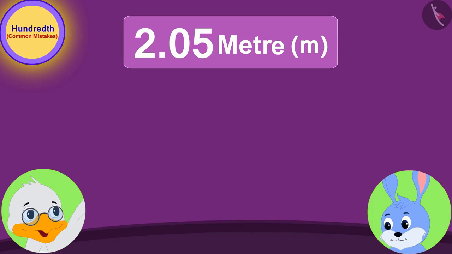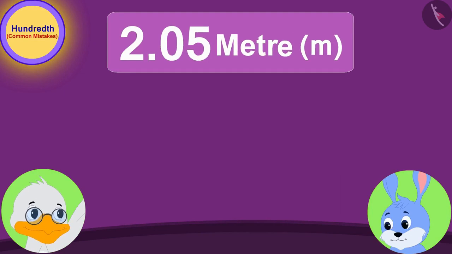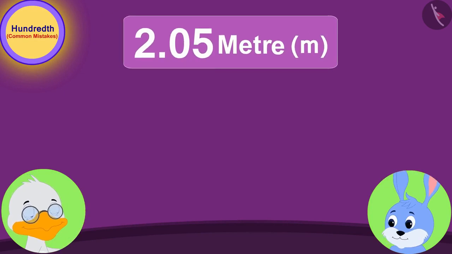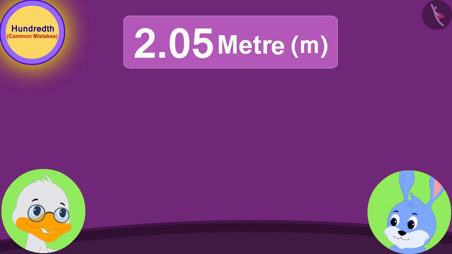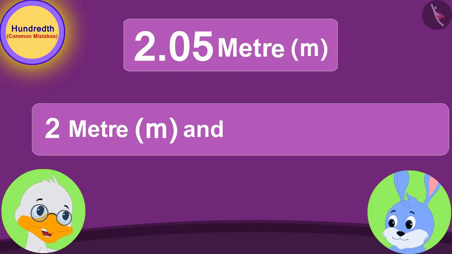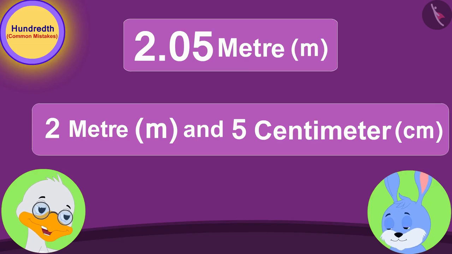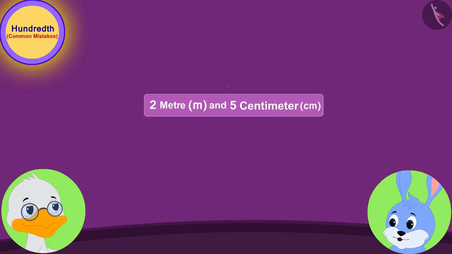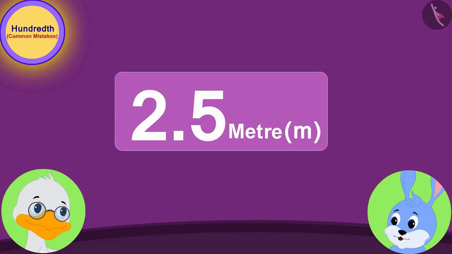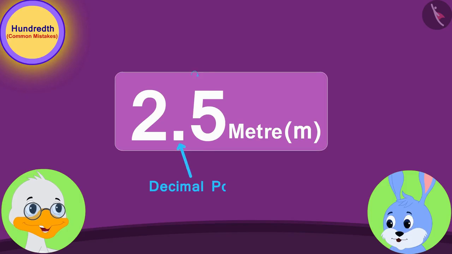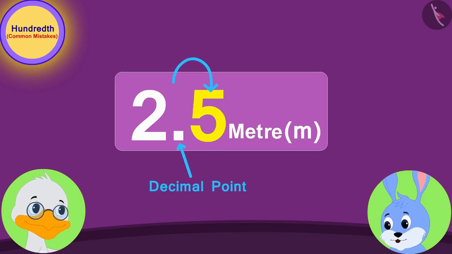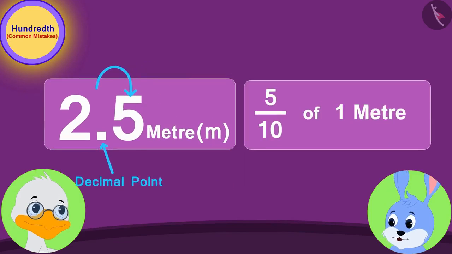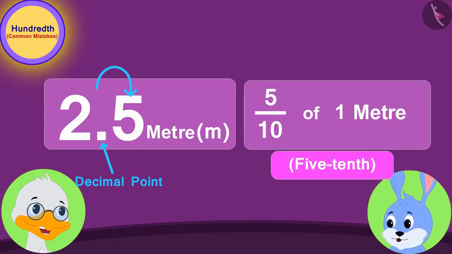Exactly. In this way, 2.05 is equal to 2 meters and 5 centimeters. Now, in the same way, in 2.5 meters, the number after the decimal is 5 or the 5/10th part of a meter.